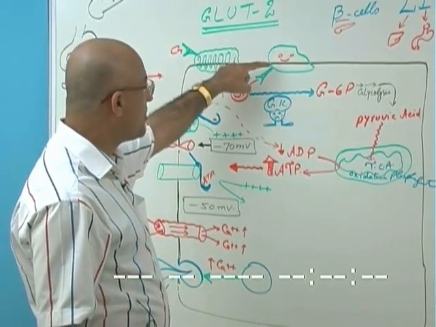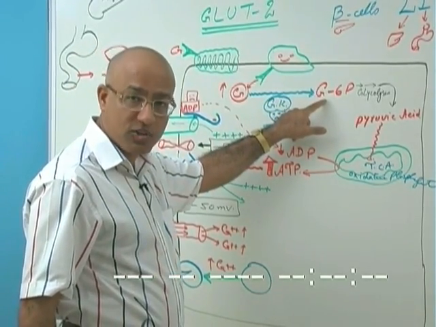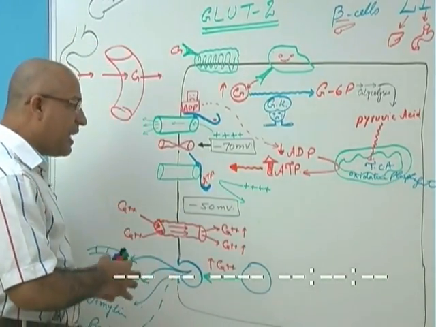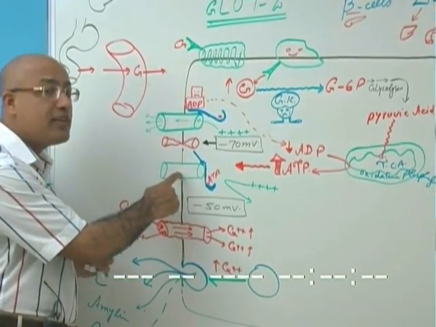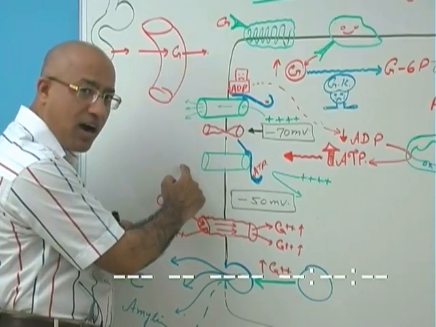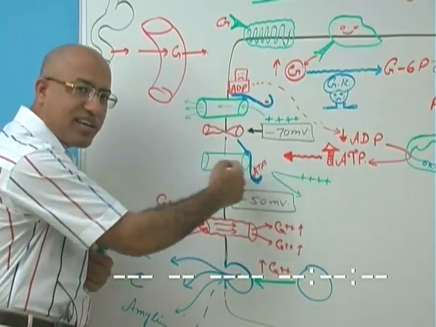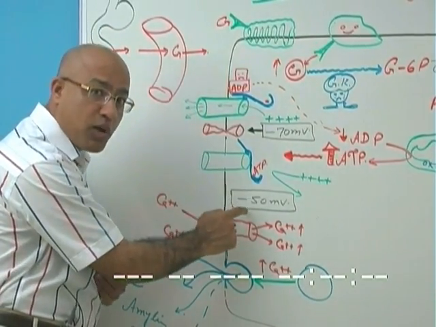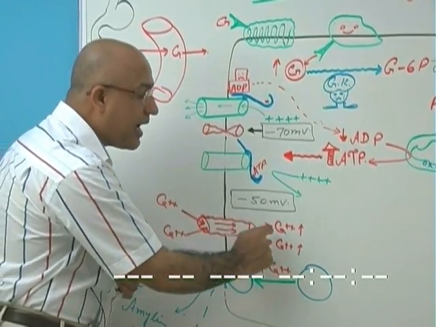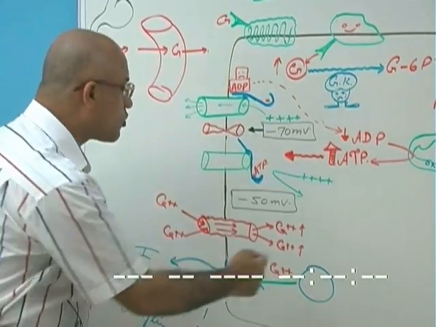Even if a lot of glucose enters here, there will be less amount of glucose 6 phosphate, there will be less conversion of ADP into ATP, there will be less inhibition of potassium channel, and if there is less inhibition of potassium channel, then the potassium still keeps on going out. In spite of the fact glucose has entered into the cell, still some potassium keeps on leaking out, and the membrane does not depolarize properly, and calcium channels do not open, and enough calcium does not come inside the cell, and then enough insulin is not secreted.